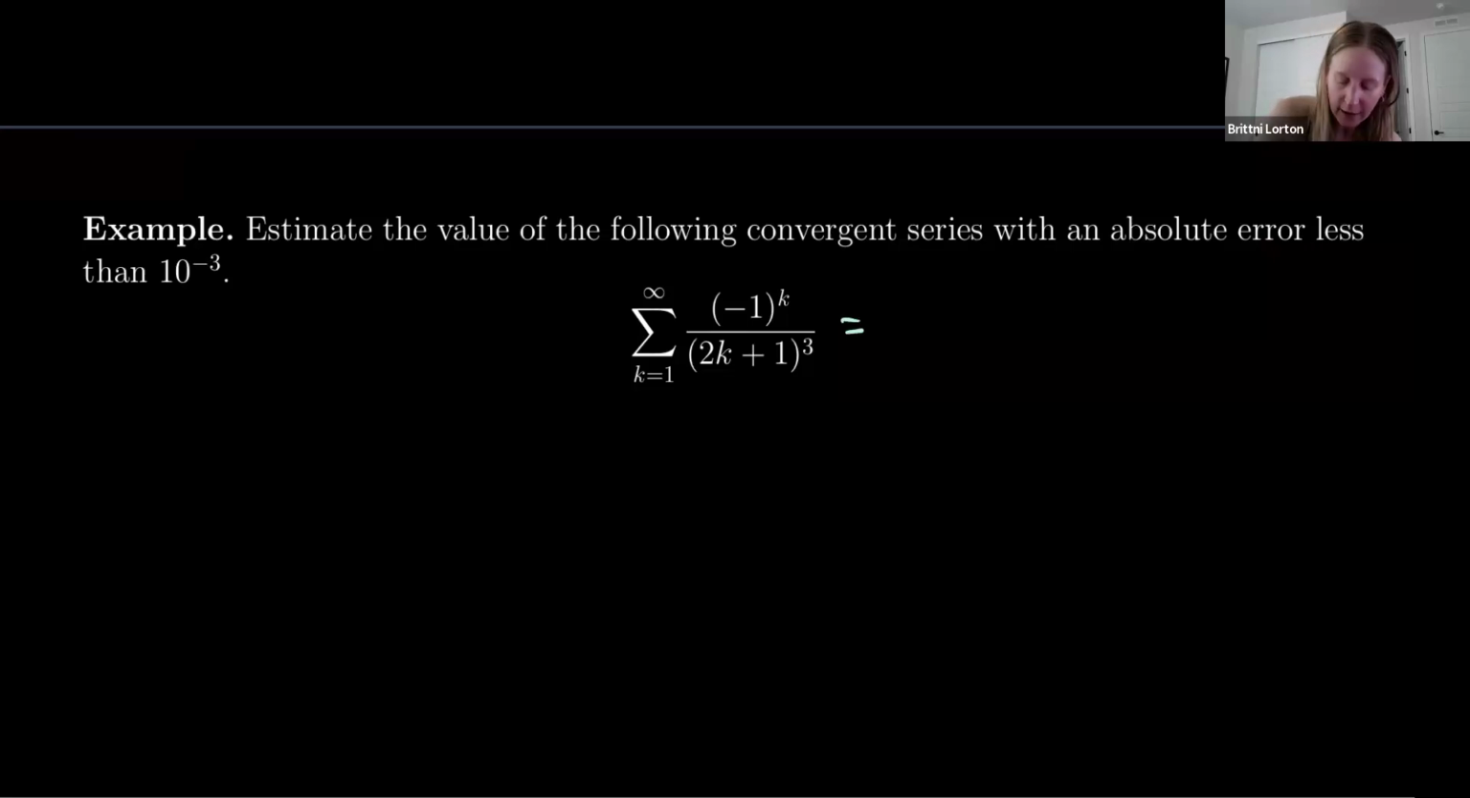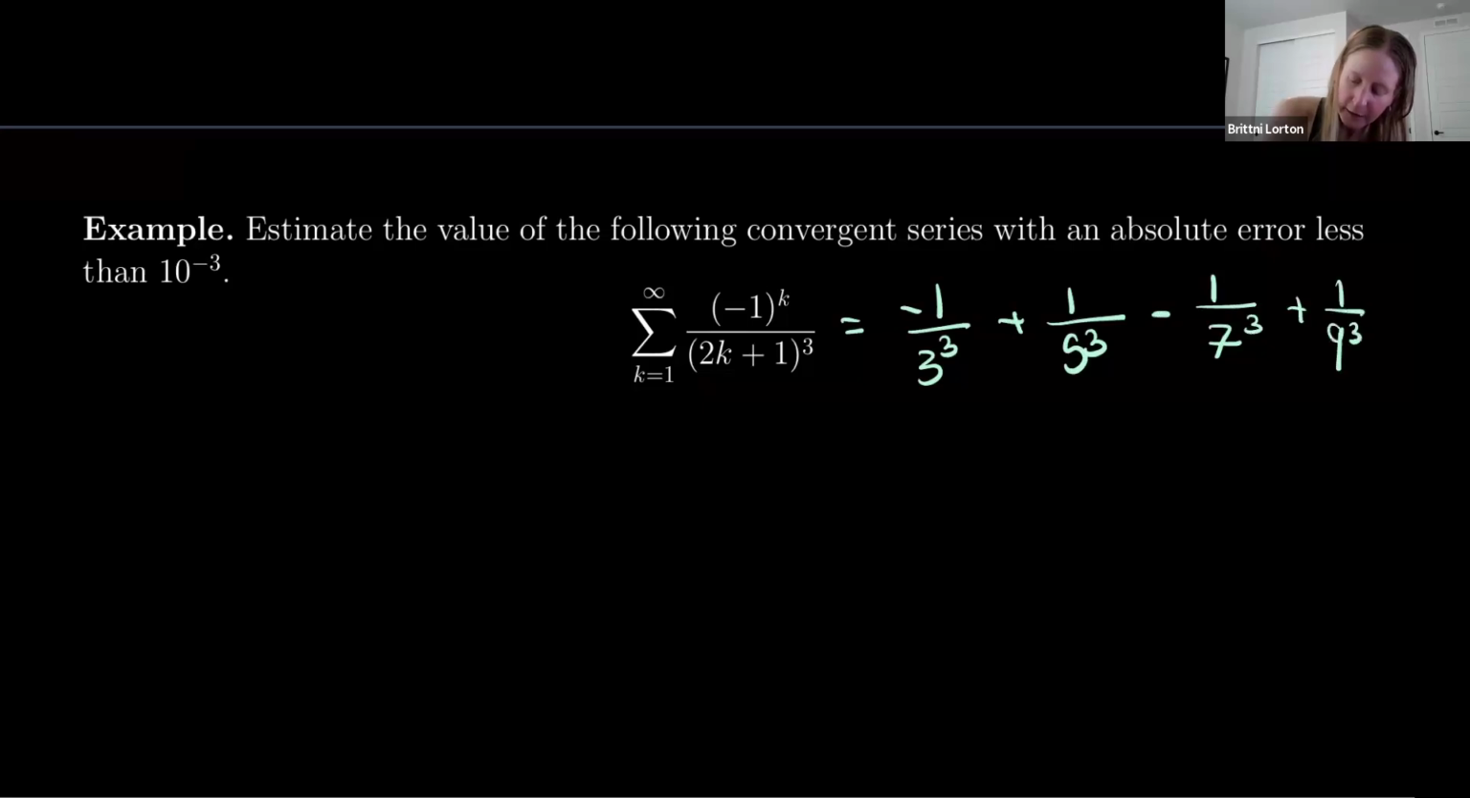If I plugged in 1, I got -1 over 3 cubed. If I plugged in 2, I got +1 over 5 cubed. And then I end up with -1 over 7 cubed, and a +1 over 9 cubed, and so on. I ran out of space. It goes on and on forever.